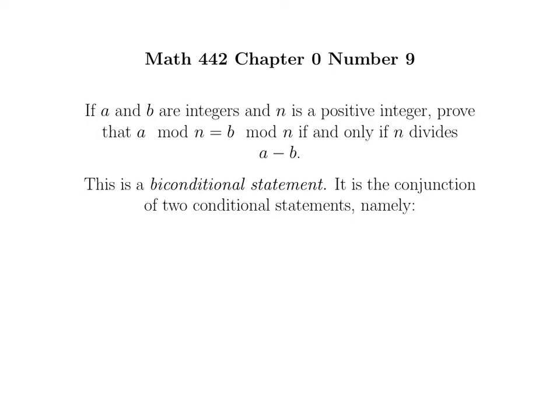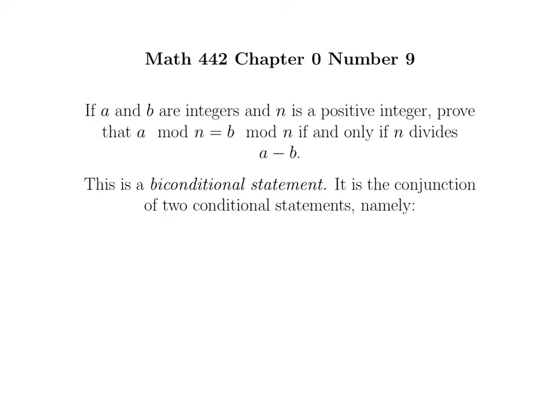Problem number 9 in chapter 0 asks us to prove that if a and b are integers and n is a positive integer, then a mod n equals b mod n if and only if n divides a minus b.